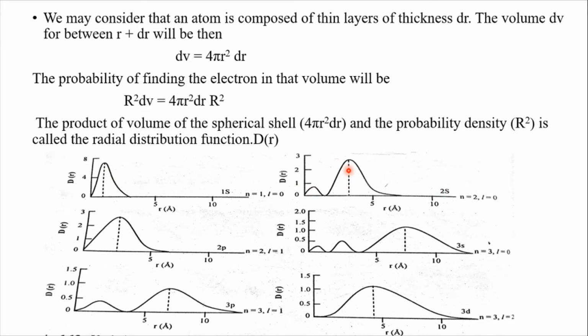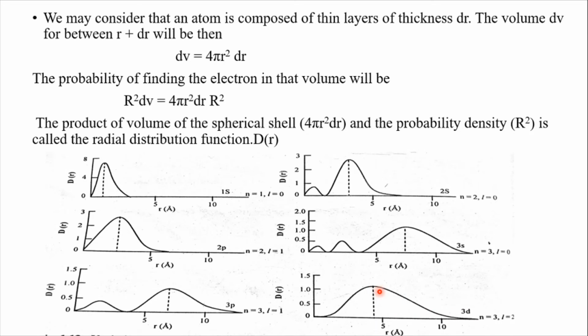Is it okay? Now we will see for the p. Here it is 3s, there are 3 peaks. But for the p orbital it is n-1. So it is 2p, there is 1 peak. There is 3p, there are 2 peaks. There are n-1 peaks. And for the d orbital, that is n-2. That is 3 minus 2 is 1, only 1 peak.